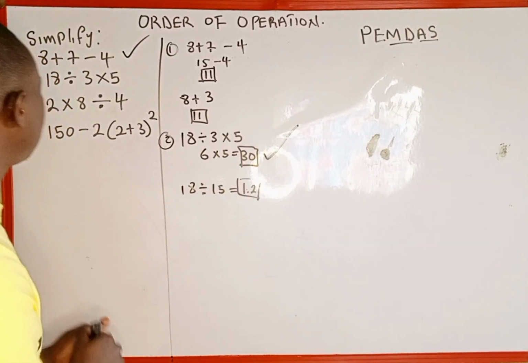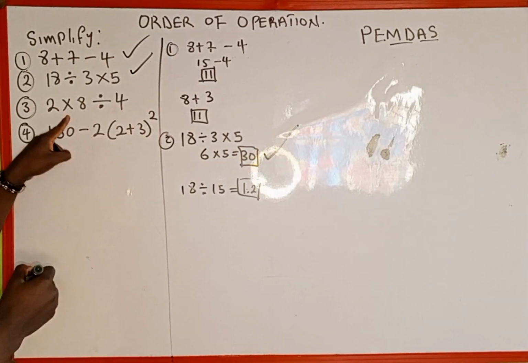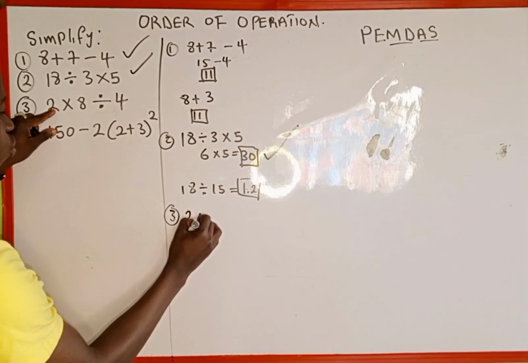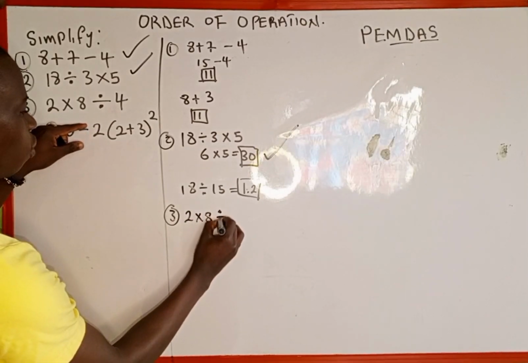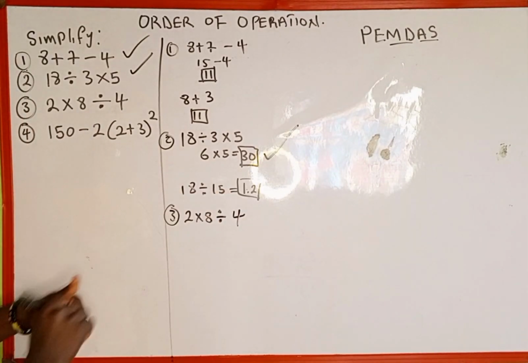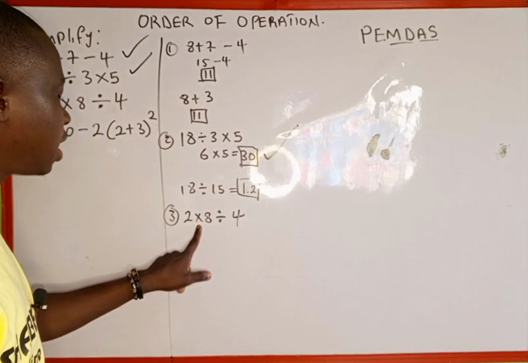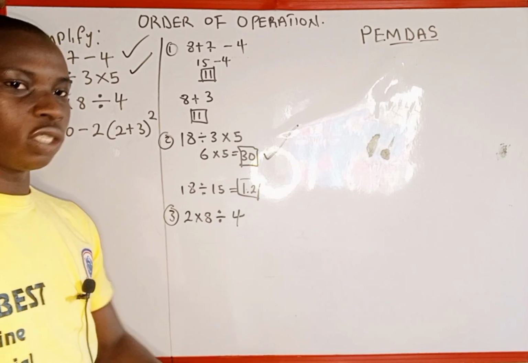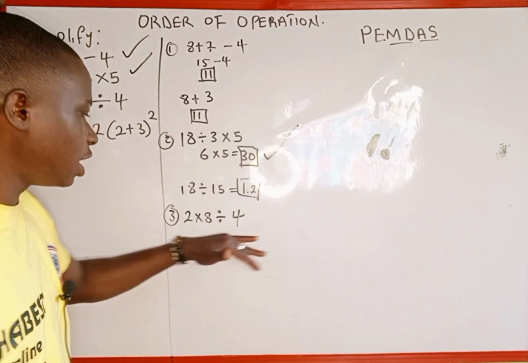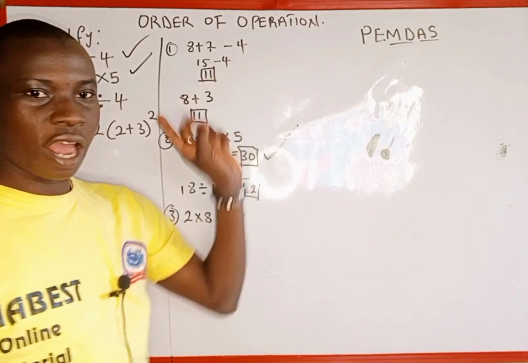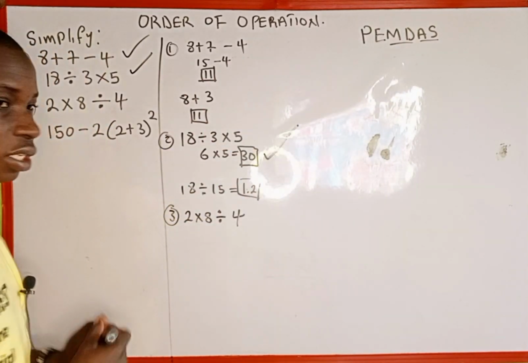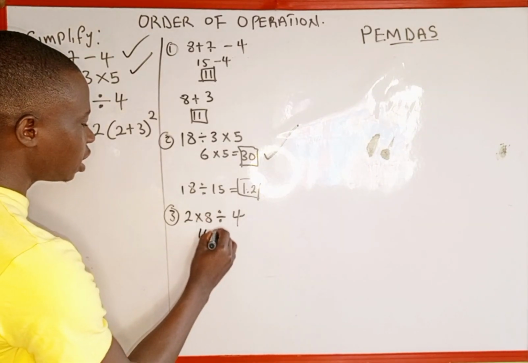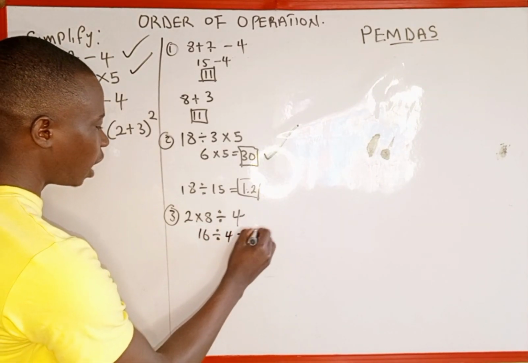But let's look at this example 3, where multiplication comes first before division. Example 3, multiplication 2 multiplied by 8, then before division divided by 4. Remember what I told you, in this case multiplication comes before division, so anyone you do first is going to give us the same answer. So in this case, multiplication and division have equal priority. So let's start with multiplication. 2 multiplied by 8 is going to give us 16. Then 16 divided by 4 is the same as 4.